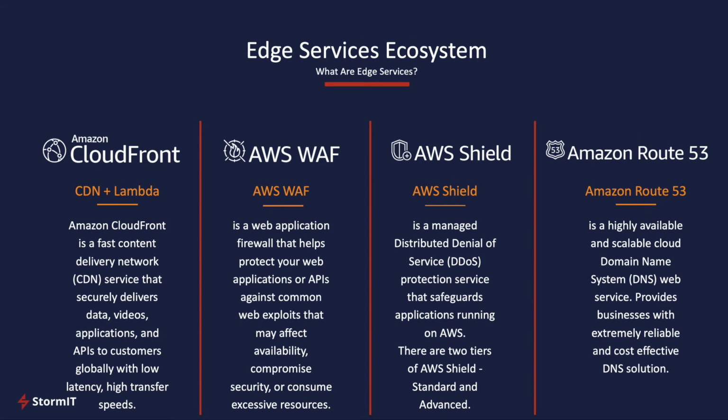And last is Amazon Route 53, which is DNS service. With the help of these edge services, you can create an advanced security perimeter around your AWS environment and provide better protection and security for your application.